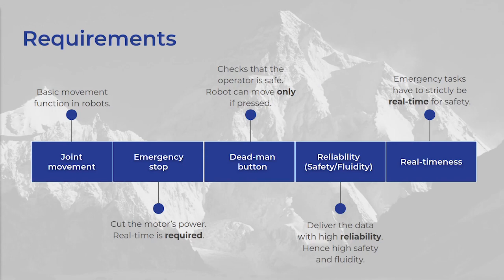We want the robot to be able to move its joints. We want it to be able to be stopped by the typical red mushroom-headed button that cuts the power to the motor in a hardware fashion. We want it to deliver this dead man button feature, which is a switch that allows the robot to move. Oh, wait, the dead man button allows the robot to move as long as the button is pressed.